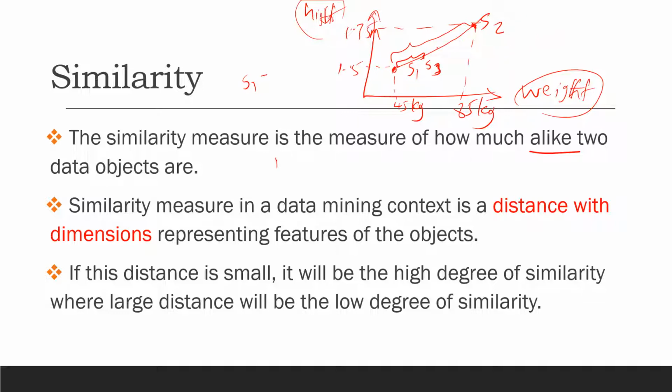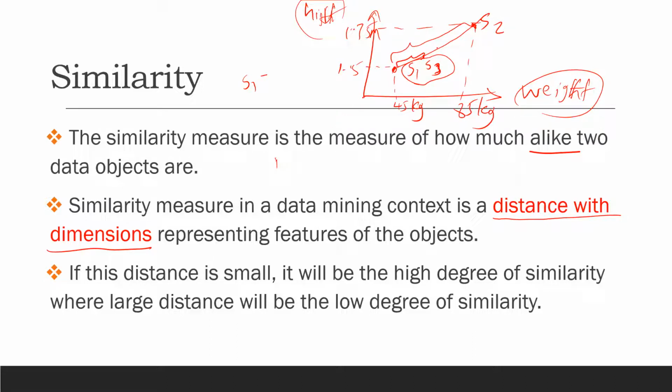But if you think about student 1 and 3, they have a very low distance between them. So they have more similarity compared with student 1 and 2. That is the way we find out the similarities: by looking at the distance between the objects. That is what they mention here, similarity measures in the data mining context. They look at the distance across dimensions. Here we are using only two dimensions, height and weight.